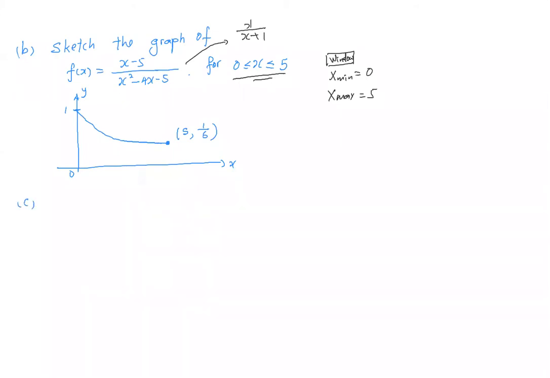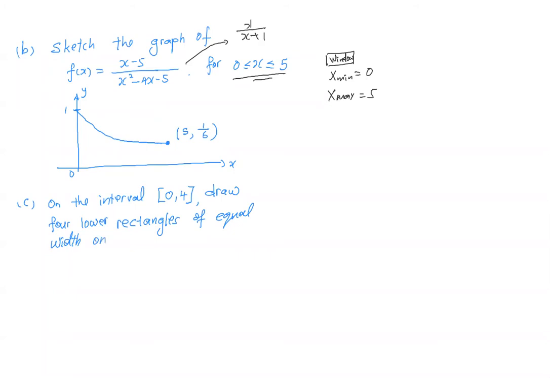Sia? Okay. On the interval 0 and 4, draw 4 lower rectangles of equal width on the graph in B. So can you please do that?